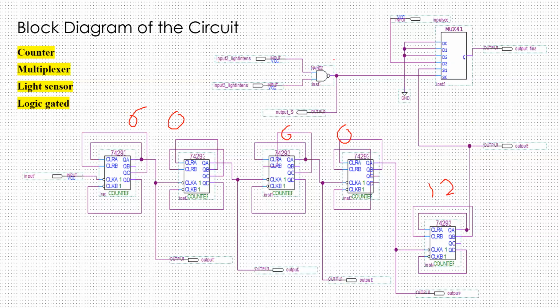Next, here is the logic gate for the light sensor. The light sensor will only use 1 or 0 as the input signal of this logic gate. The output of the light intensity circuit will become the S0 input of the multiplexer, and the output from the time counter will become the S1 input of the multiplexer. D3 here is the input VCC, which represents the voltage input that is always on. And this is the final output.